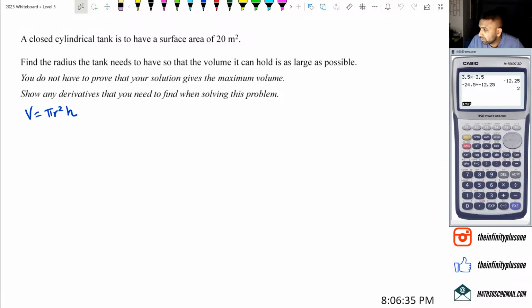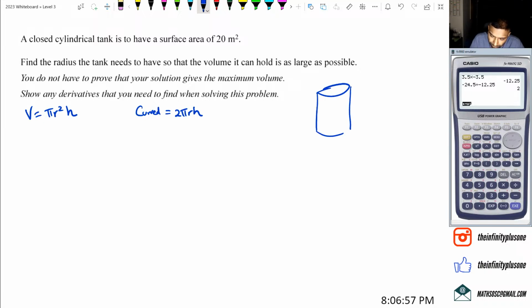So I'm going to write that down. Curved surface area is 2 pi rh. So the next thing that I'm going to do is actually draw a shape of the cylinder, just to give me a visual idea of what's actually happening here.